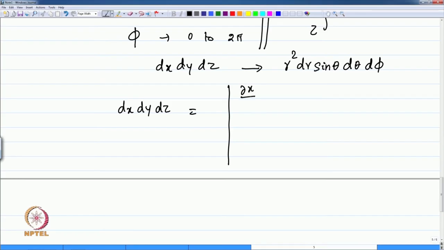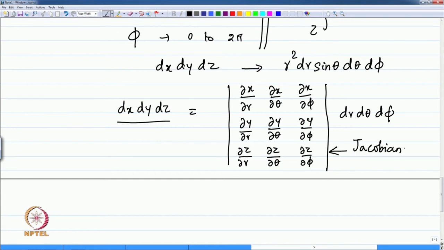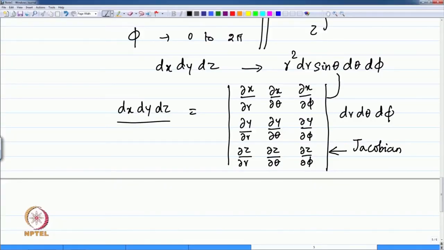The Jacobian is the partial derivative of x with respect to r, theta, and phi, and the partial derivative of y with respect to r, theta, and phi, and likewise the partial derivative of z with respect to r, theta, and phi. The determinant of this multiplied by dr d theta d phi is called the Jacobian, and this is an elementary transformation matrix that transforms volume elements from one coordinate system to another, and this Jacobian with the magnitude has the r square sine theta with the dr d theta d phi.